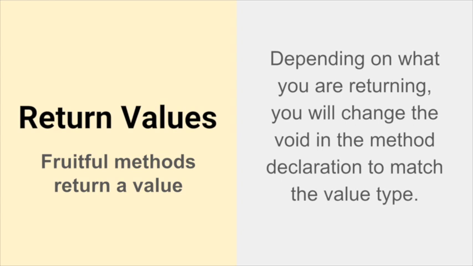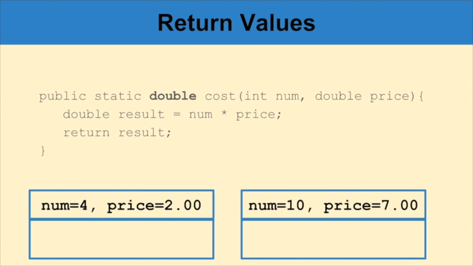And the trick is, depending upon what you're returning, you will change the void in the method declaration to match the value type. So if you're returning an integer, you're going to turn it to an integer. And if you're returning a double, then you're going to return a double. So normally our statements say public, static, and usually this would say void. And this is just one method. This is a cost method. I didn't put the main one in this one.